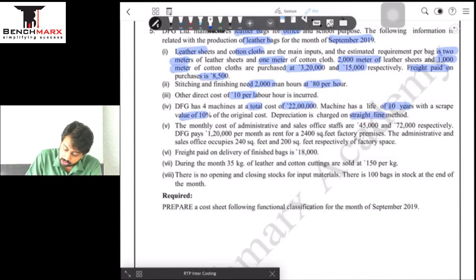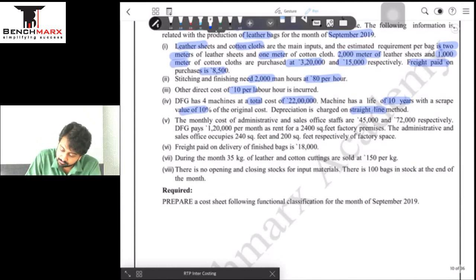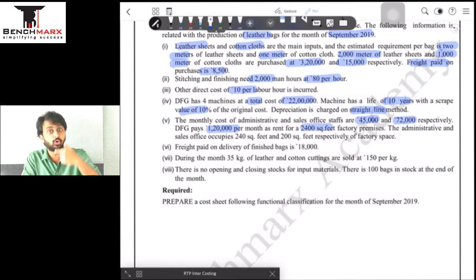ठीक है, द मंथली कॉस्ट ऑफ एडमिन एंड सेल्स इज 45 एंड 72 रिस्पेक्टिवली. ठीक है, दिस अपीयर्स टू बी एडमिन कॉस्ट बट नॉट प्रोडक्शन बेस्ड, तो मैं सीओपी के नीचे लूंगा इसको. ठीक है, इट पेज 120 पर मंथ एज रेंट फॉर 2400 स्क्वायर फीट ऑफ फैक्ट्री. ओके, सो फैक्ट्री रेंट विल गो टू फैक्ट्री ओवरहेड्स.